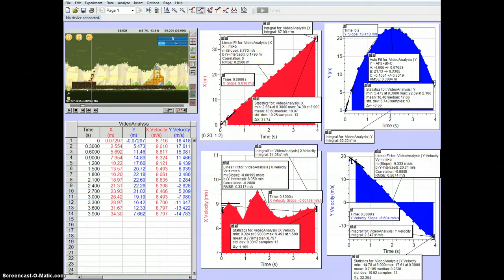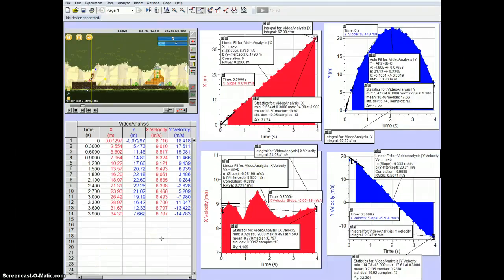And next we're going to be looking at the slopes by clicking the tangent tool right here, and we can see the slope is pretty much the same, so it means the velocity is constant. And we can also prove this by looking down to the x velocity graph, and here the slope shows negative 0.08199. It's supposed to be 0, but yeah, close enough. It means the velocity is constant.